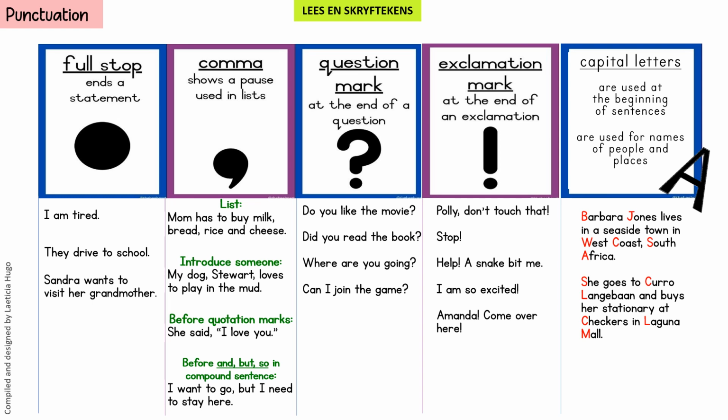So you'll see, of course, Barbara is her name, that's a capital. Jones, her surname, capital. Lives in a seaside town in West Coast, South Africa. If it was in a seaside town in the west coast or west of South Africa, then of course that won't be a capital. But because West Coast is the name of an area or a place, it's with capital letters. And also South Africa, it's a country, so it starts with a capital. Then She, it's the beginning of a sentence. That's why that is a capital.